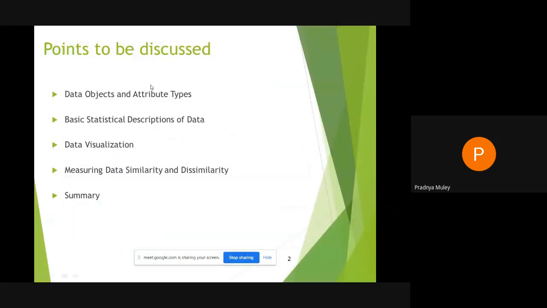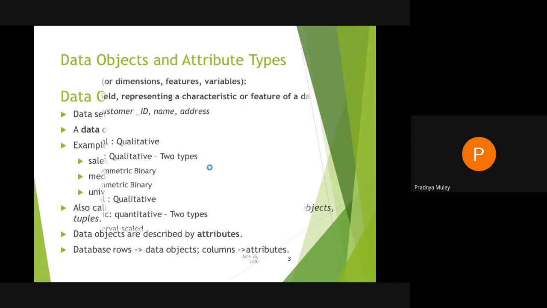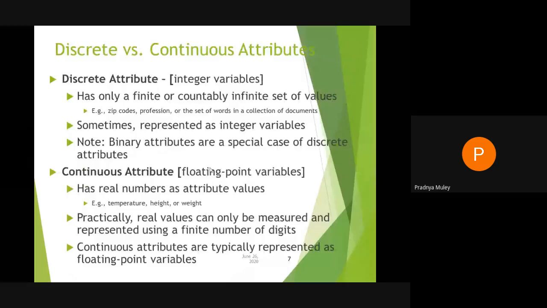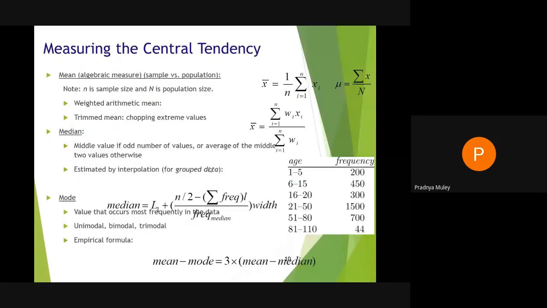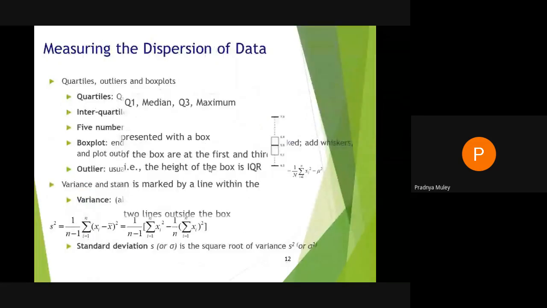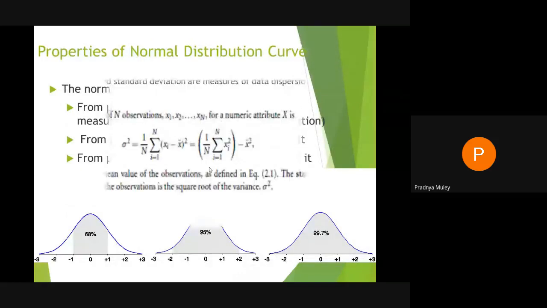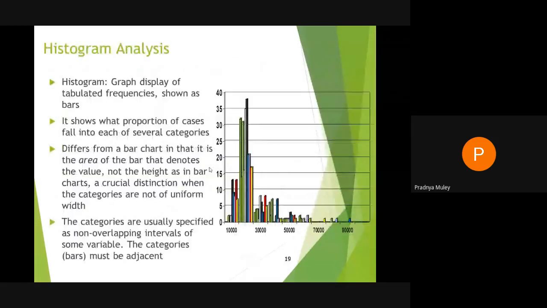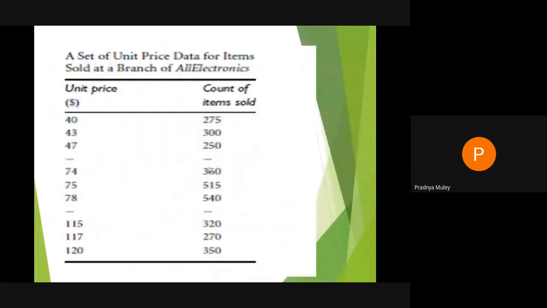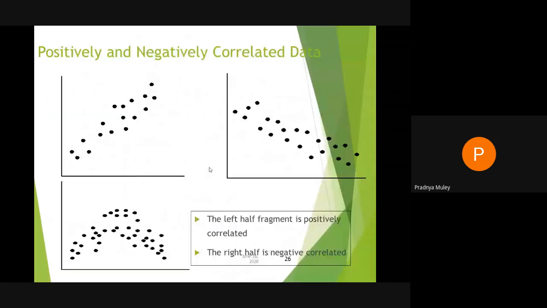So let's start with it. Data objects and attribute types we have seen, basic statistical description of data we have seen. Now we have to see data visualization. These are only the graphs or visualization tools which are used to plot the data or plot the information in some kind of a pattern.